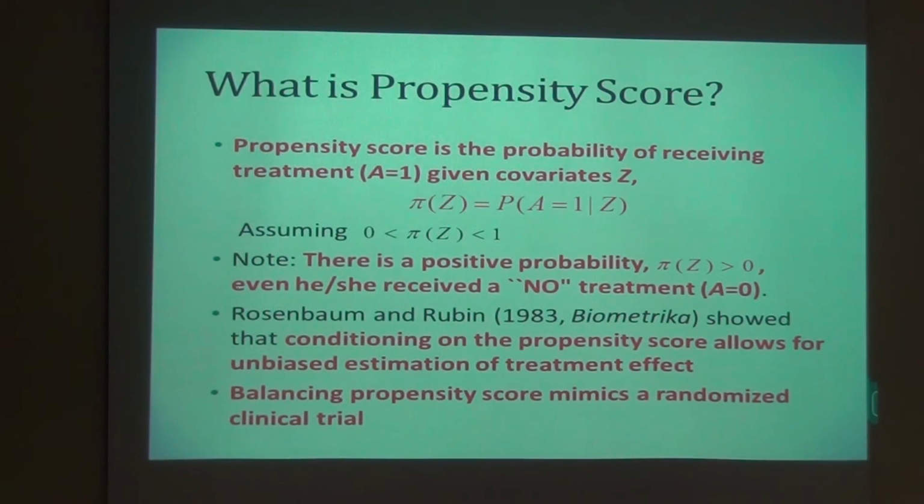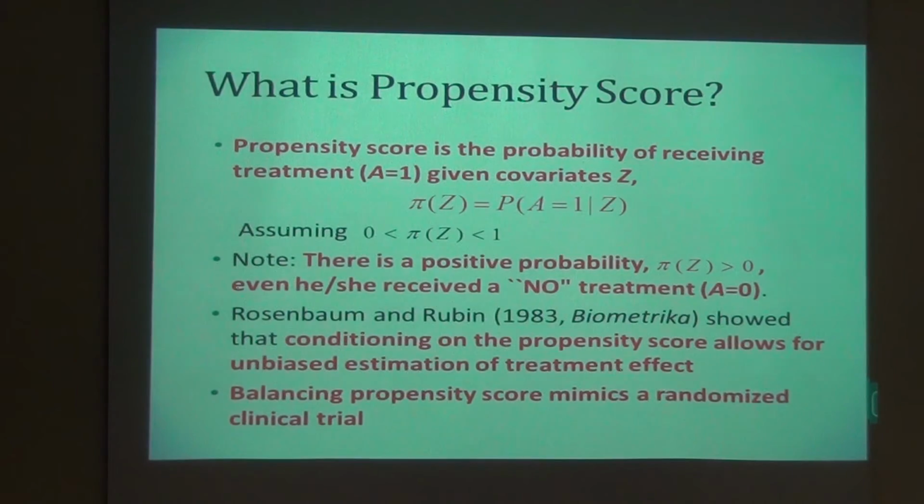If two people have the same propensity score, even though one received the treatment and the other did not, the chance they receive the treatment is the same. That's why they say balancing the propensity score mimics the randomized clinical trial. In the trial, the case has a 50% chance, and the control has a 50% chance too. But he just flipped a coin, saw tails, and was assigned to non-treatment. So everybody has the same probability of receiving the treatment in a randomized clinical trial.